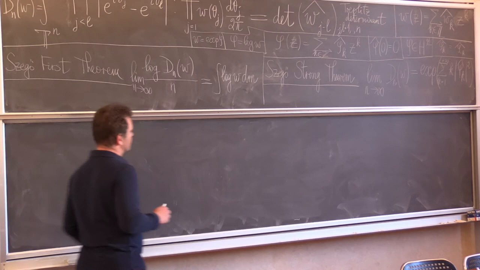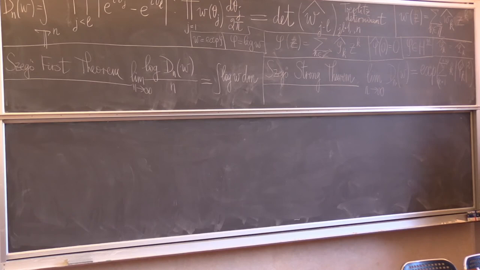And then the limit transition is not so difficult. Somehow the point of the theorem, even the original proof of Szego, is that it's not a very difficult proof.